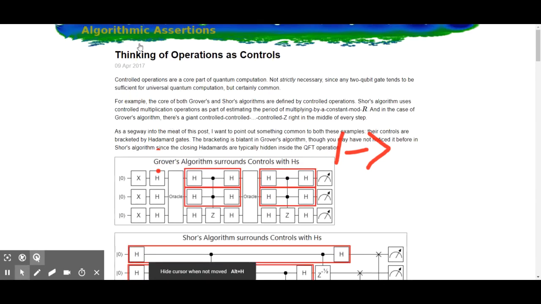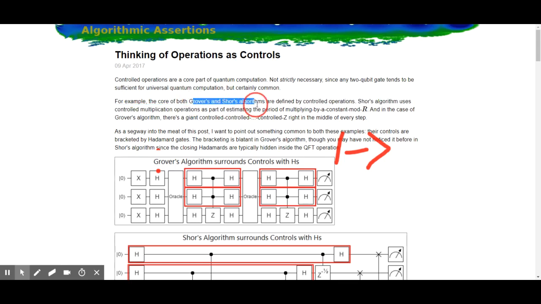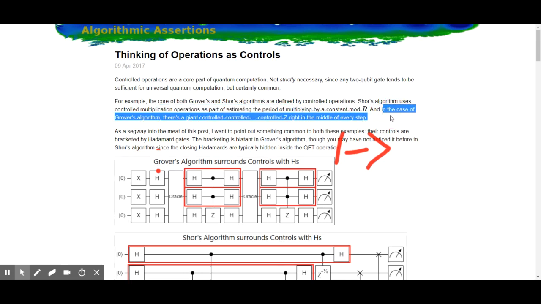Control loops are a core part of quantum computation, not strictly necessary, since any two-qubit gate tends to be sufficient for universal quantum computation, but certainly common. For example, the core of Grover's and Shor's algorithms are defined by control operations. Shor's algorithm uses control multiplication operations as part of estimating the period, and in the case of Grover's algorithm, there is a giant controlled Z right in the middle of every step. Yeah, that's this here.